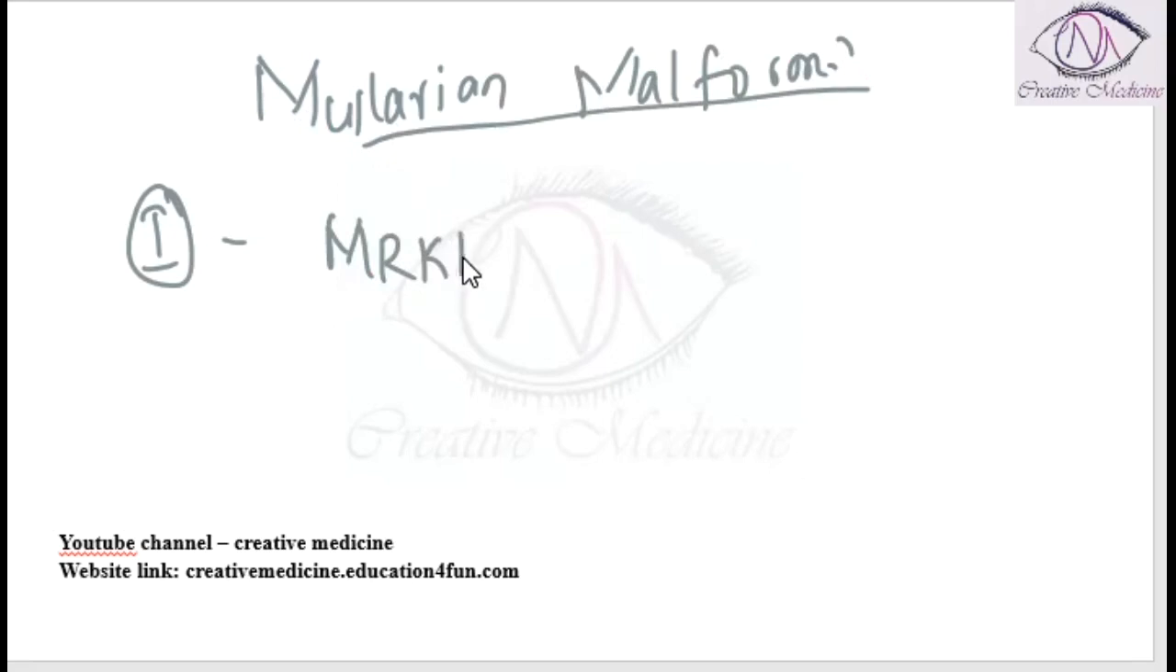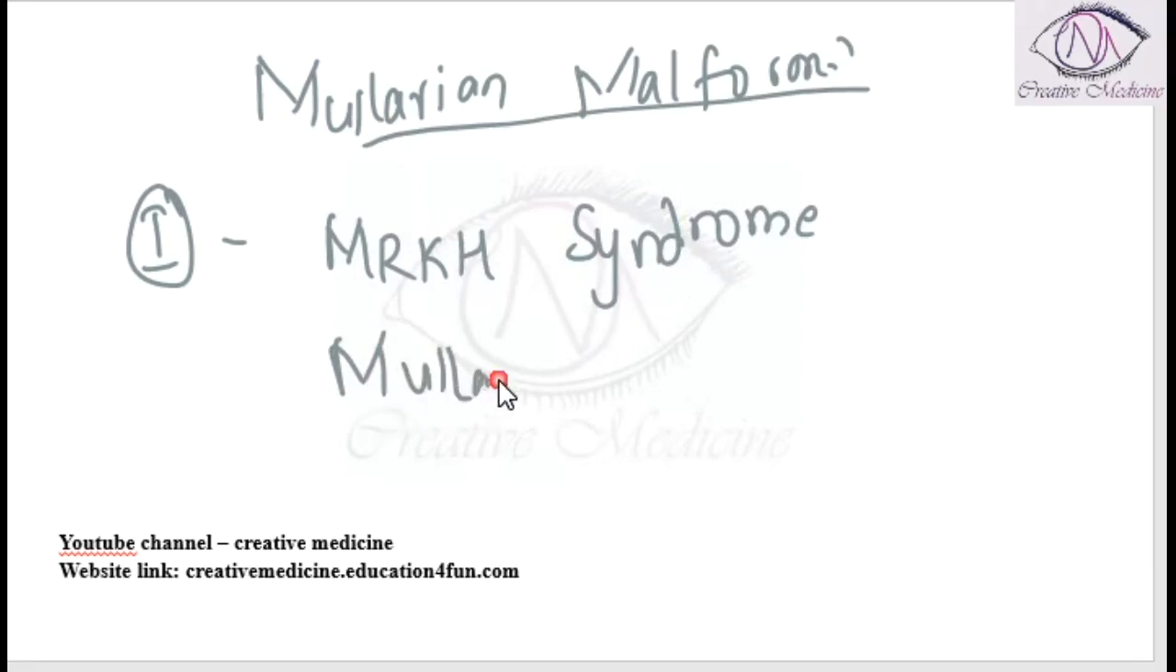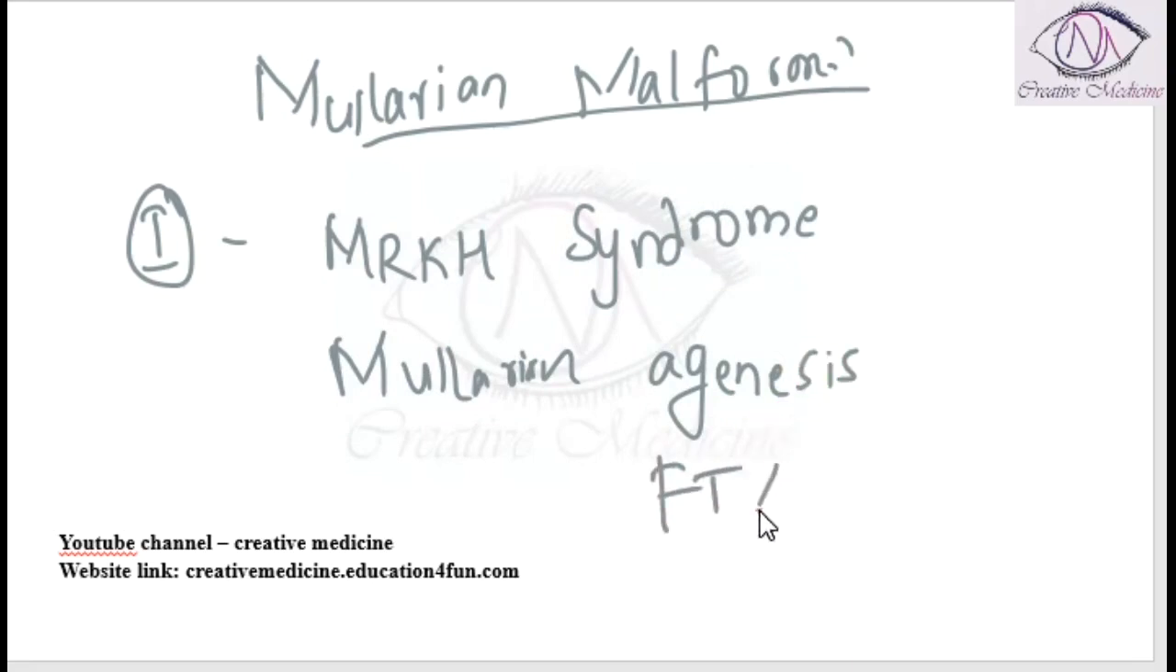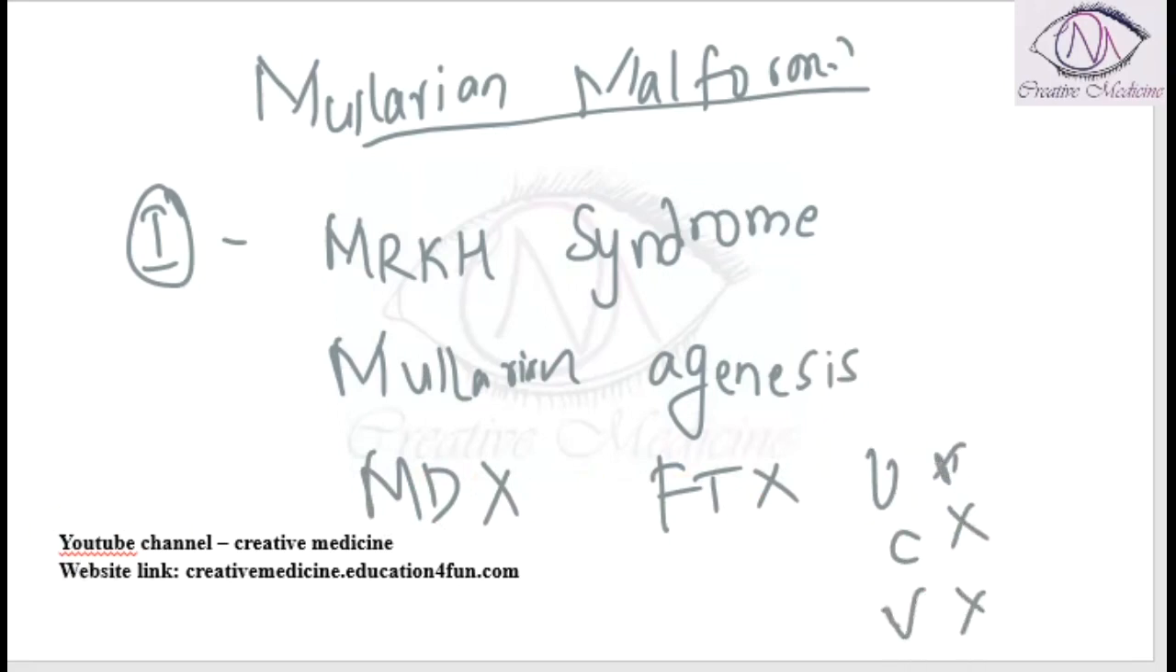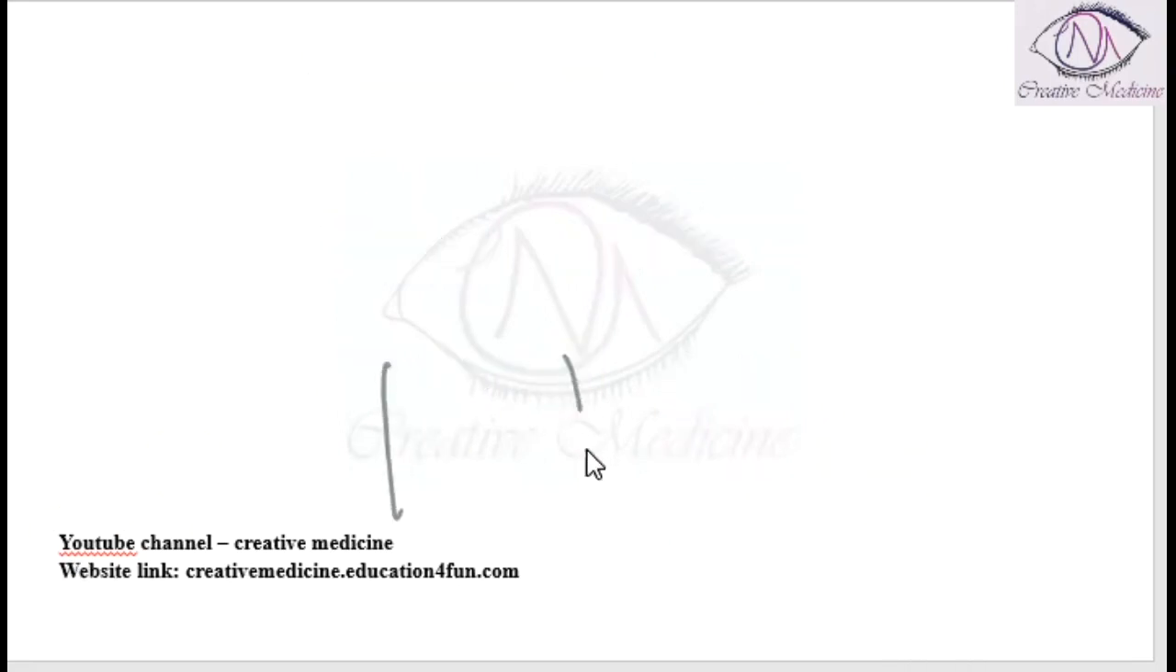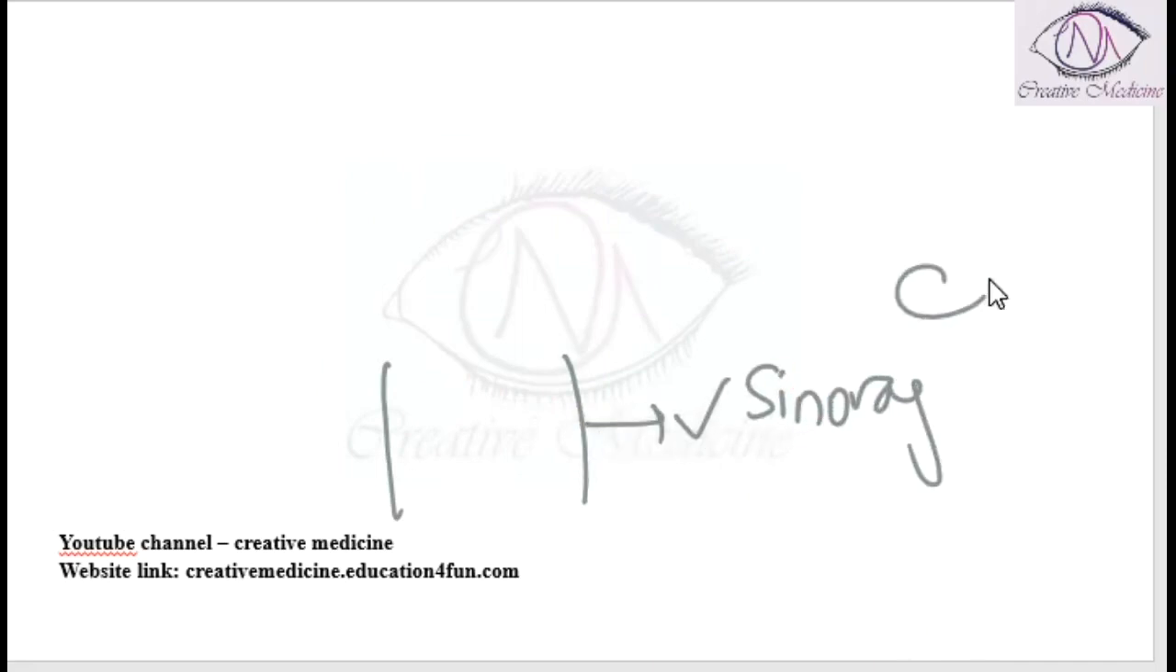In Mullerian agenesis or MRKH syndrome, both the Mullerian ducts are absent. That means if both the Mullerian ducts are absent, then both the fallopian tubes, uterus, cervix and upper vagina are absent. The lower vagina is present. This lower vagina develops from the sino-vaginal bulb. Ovaries are present and ovulation is normal here.